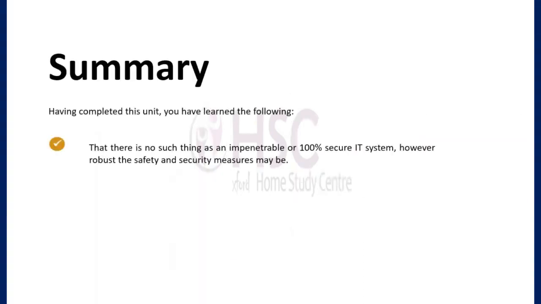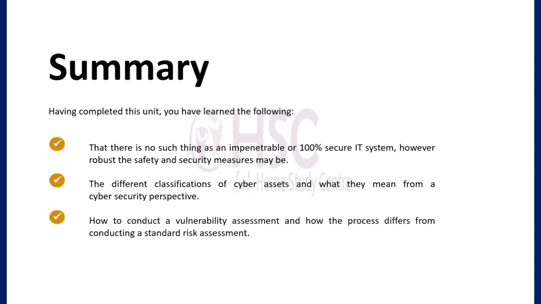Summary. Having completed this unit, you have learned the following: that there is no such thing as an impenetrable or 100% secure IT system, however robust the safety and security measures may be; the different classifications of cyber assets and what they mean from a cybersecurity perspective; how to conduct a vulnerability assessment and how the process differs from conducting a standard risk assessment.